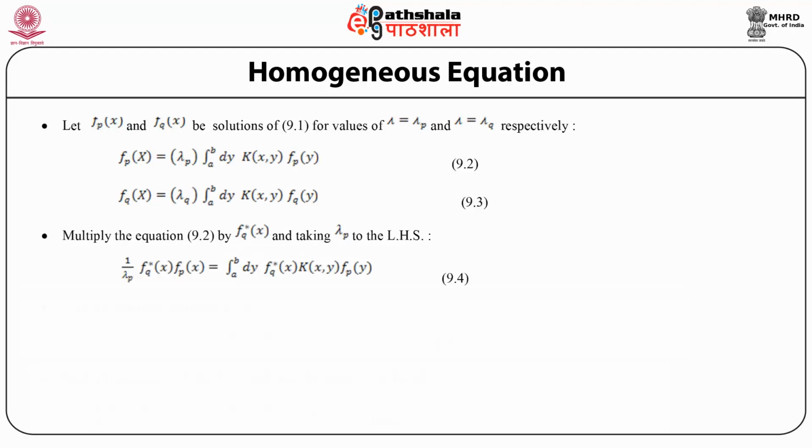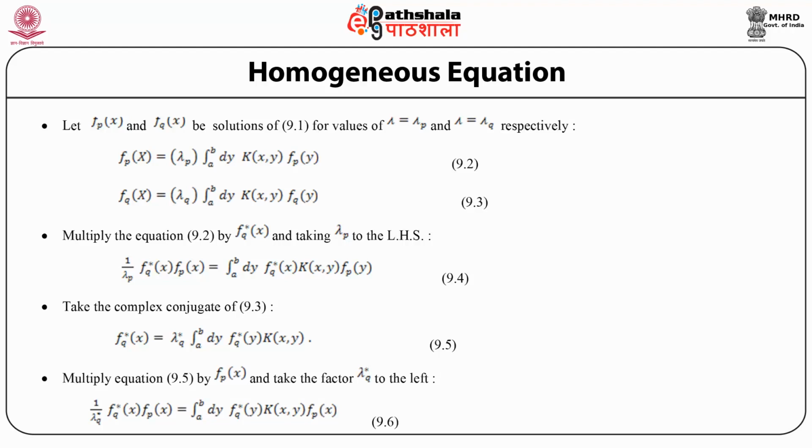Now we multiply the equation for f_p by f_q star of x, and we take lambda_p to the left hand side. So the left hand side becomes f_q star f_p, both functions of x, divided by lambda_p, which is the integral from a to b dy f_q star of x k of x, y f_p of y. Now we take the complex conjugate of the second equation for f_q of x. So we have f_q star of x is equal to lambda_q star times the integral from a to b dy f_q star of y k of x, y, because we have assumed the kernel to be real also. This complex conjugate is itself.